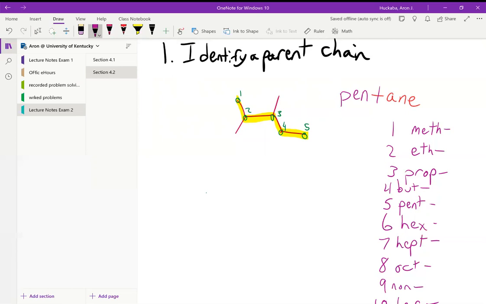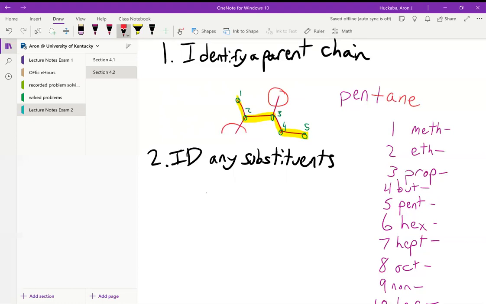All right, so then number 2 in our list of things to do, identify any substituents. So the word substituent is one that we use in organic chemistry, and it is the term for something bonded to something else. So in this case, substituents are going to be things that are bonded to the parent chain of carbons. So here we have 2 substituents, we have this one and this one.